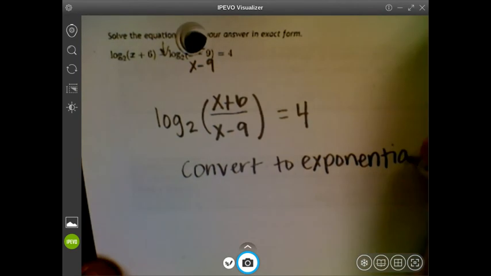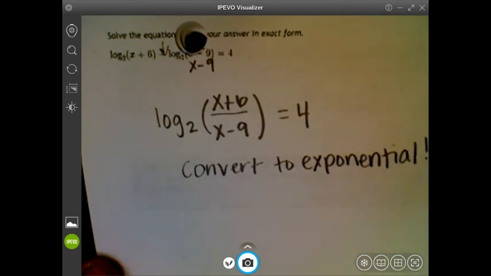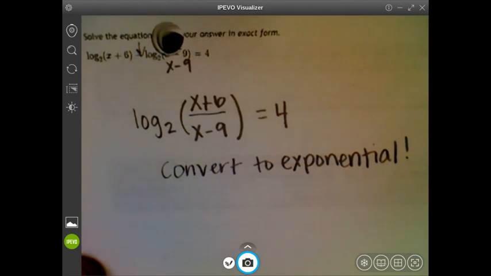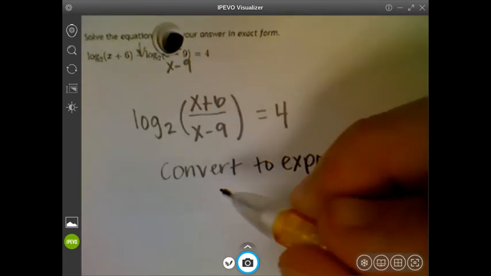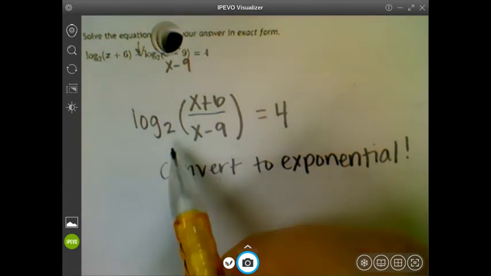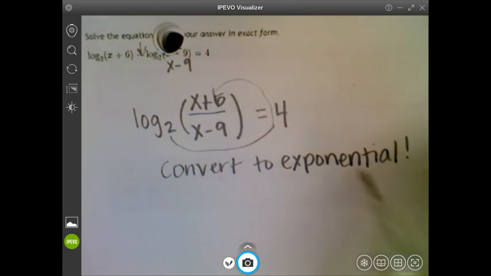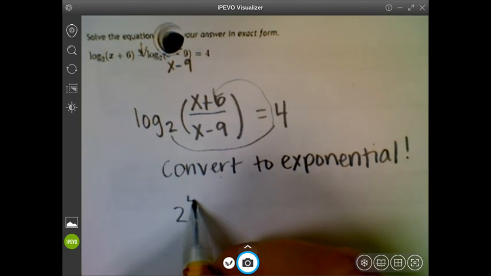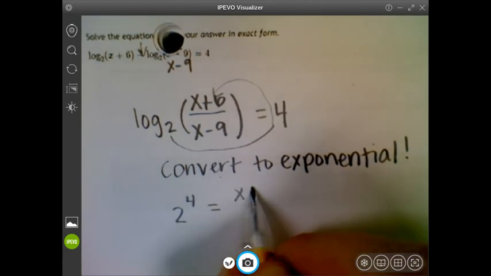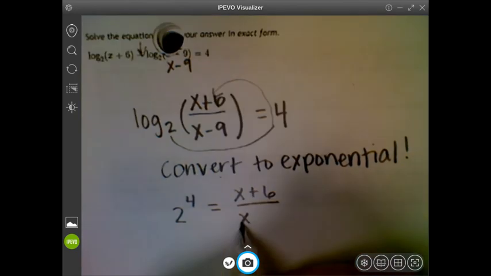The cool thing about these problems is there's a lot of ways you can solve them. The bad thing is there's a lot of ways, so there's not just one set thing. You could think about it in a couple different ways if you wanted. If you convert to an exponential, here's a reminder: 2 to the power of 4 will be equal to x plus 6 over x minus 9.